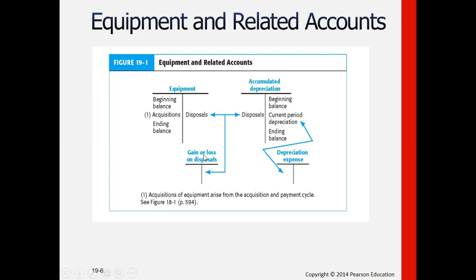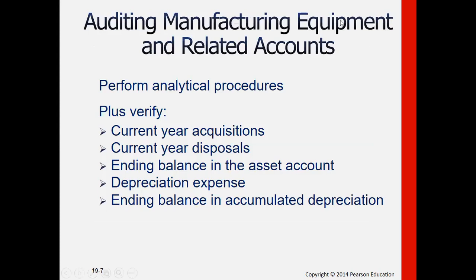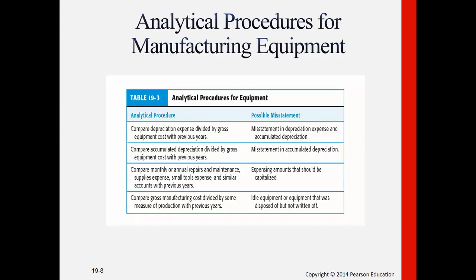Next, auditing manufacturing equipment and related accounts would involve also ratios or getting certain percentages out of comparison of certain accounts. Then we also have to verify the current year acquisitions and disposals, the ending balance in the asset account, the depreciation expense, and the accumulated depreciation ending balance as said in the related accounts.